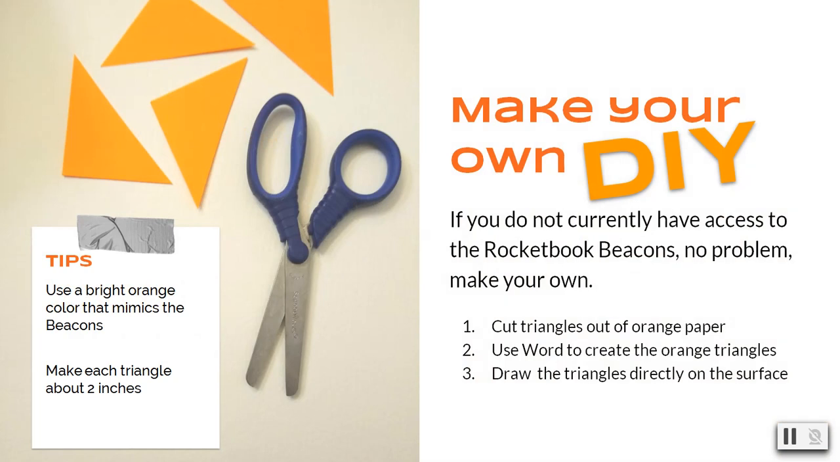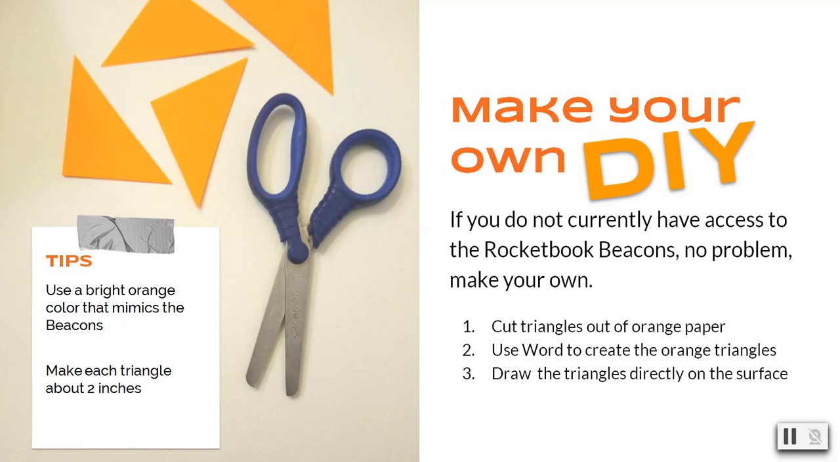Now, what if you don't have access to actual Rocketbook beacons? Well, that's okay too. We've done some testing and we've discovered that you can actually DIY your beacons. You can simply have a piece of bright orange paper that you cut the corners off of and make little triangles like we did here. Or if you don't have the bright orange paper available, you can go onto Word and create orange triangles, or even draw large triangles directly onto the surface that you want to capture.